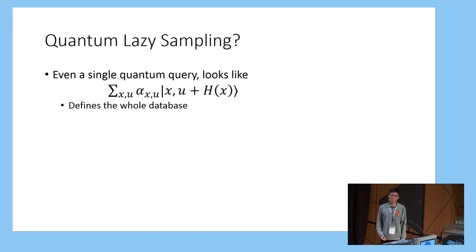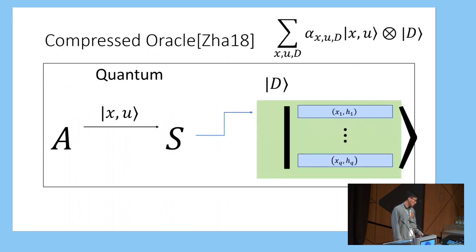OK. So the question is, how can we do quantum lazy sampling? The problem is, even a single quantum query should define the database everywhere instead of just defining the database at a single point. So thanks to Mark Zhandry's recent work, we have a technique called compressed oracle. He shows a way to do quantum lazy sampling. Here is the very informal idea of his work. By looking at the oracle in the Fourier basis, we can abstract the operation of the oracle by the following things. And we are sure that they're identical from the quantum adversary's view.